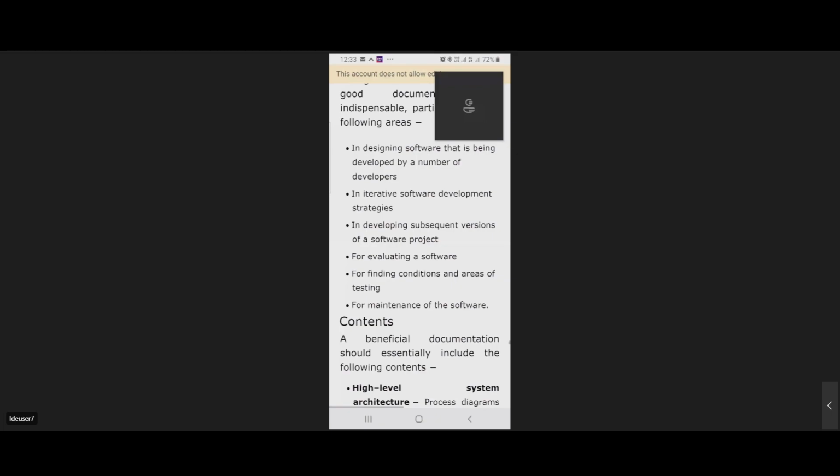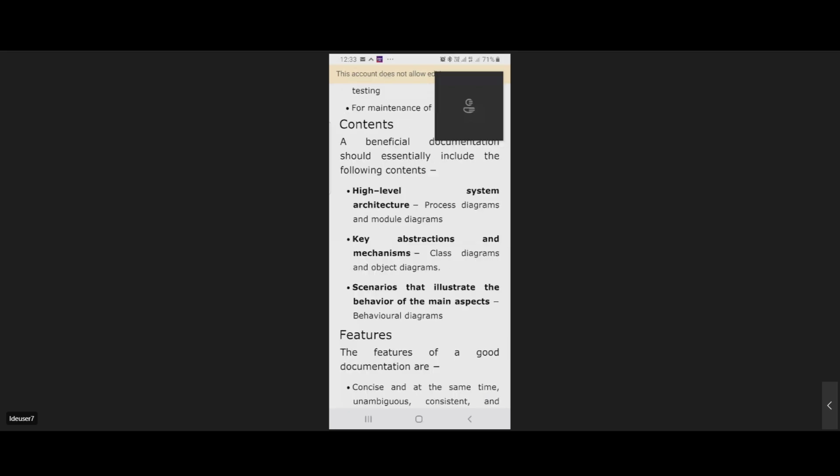The contents: a beneficial document should essentially include the following contents: high-level system architecture, key abstractions and the mechanisms, and scenarios that illustrate the behavior of the main aspects. The process diagrams and the module diagrams are used for the high-level system architecture. Class diagrams and object diagrams are used for the key abstractions and the mechanisms. And the behavioral diagrams are used for scenarios that illustrate the behavior of the main aspects.